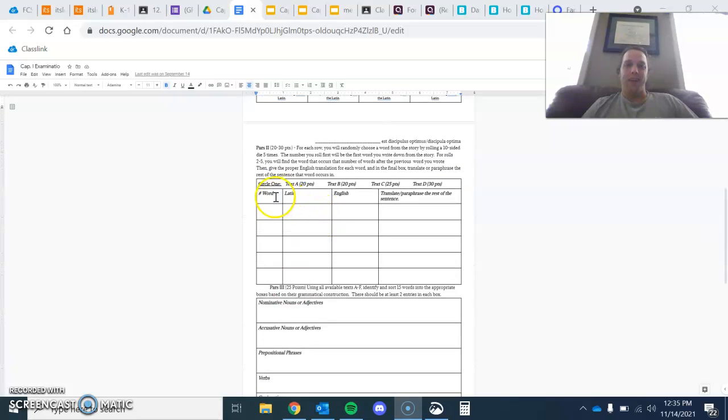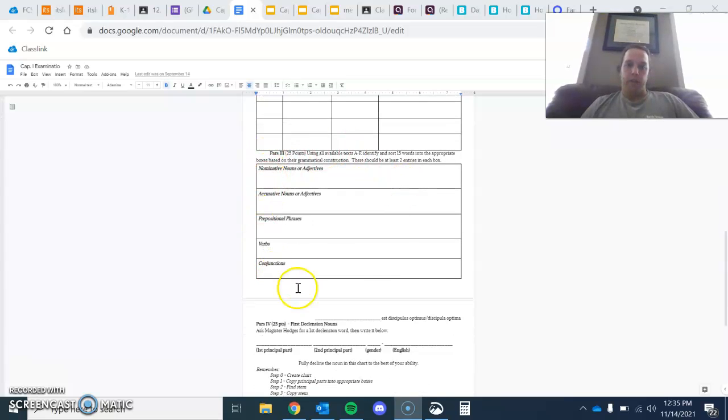Part 2 will be the infamous part where you have to roll a die 5 times, pick a story, and the number that you rolled on the dice will determine what Latin word you're going to be defining, and then you will be translating or paraphrasing the rest of the sentence in which it occurs.